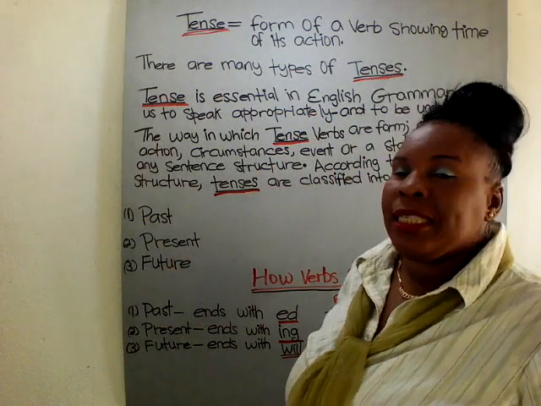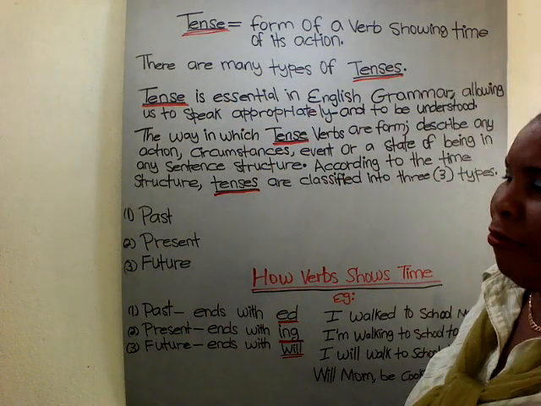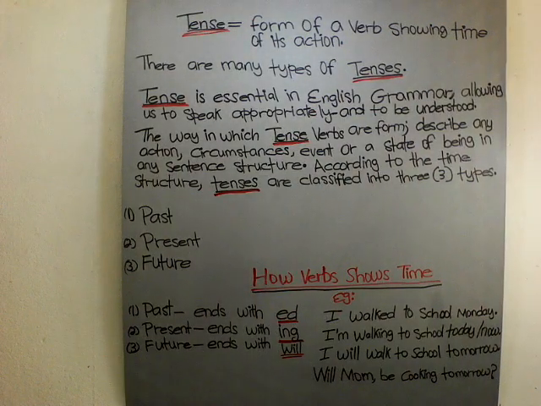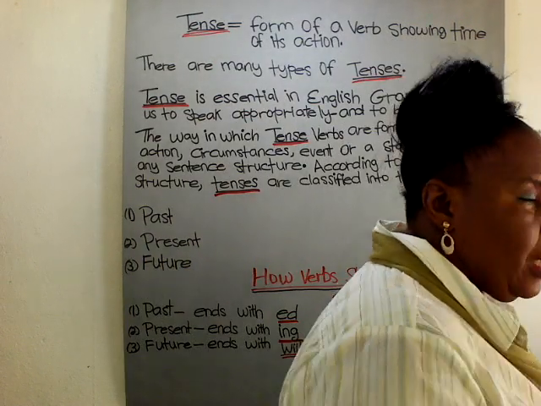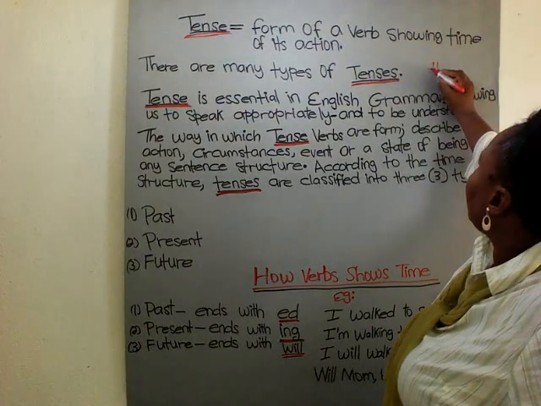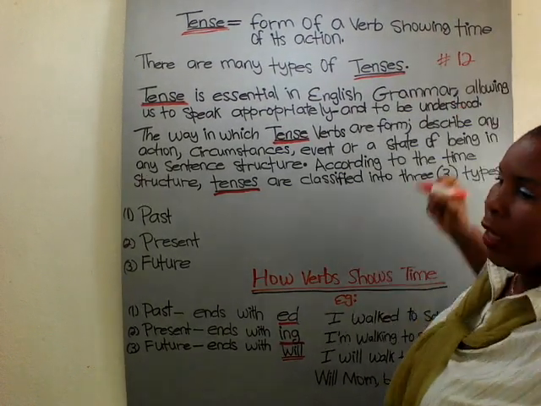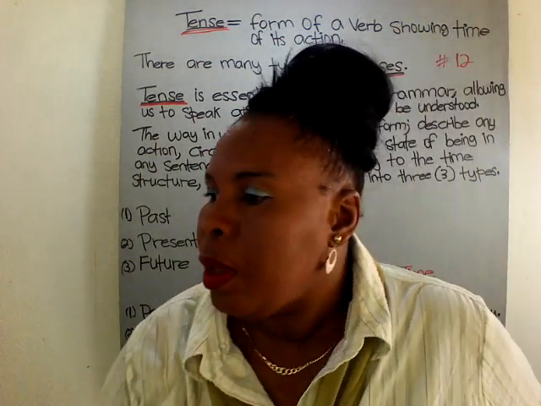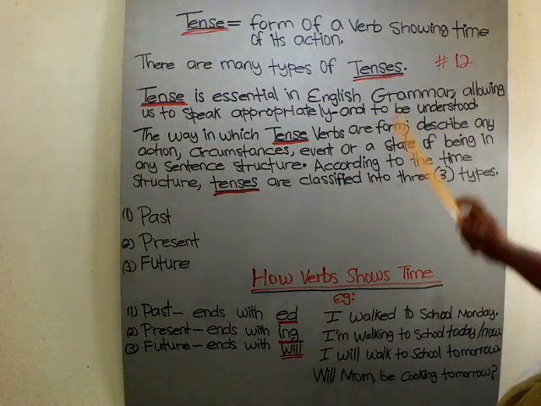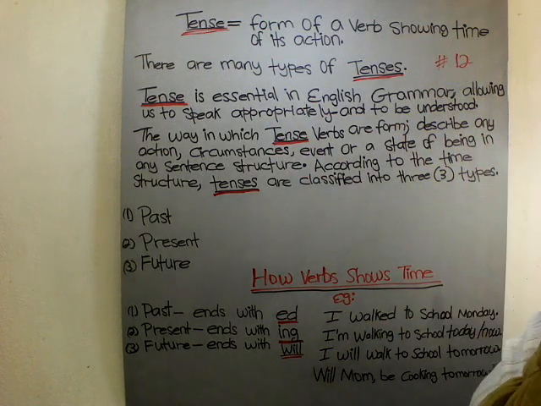So let's get started. There are many types of verbs. And if my memory serves me well, I think there are 12. Not 12 verbs, I mean 12 tenses. So there are many types of tenses. Why did I say verbs, alright?